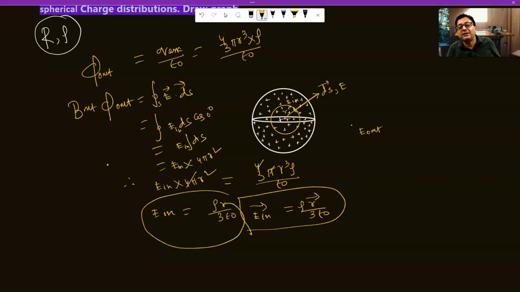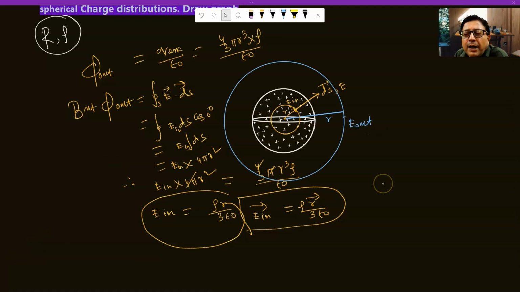But one more part is left. We have to find the electric field strength outside. This is E in, and E out we need to consider. Then to find E out, we will proceed with the same method. To find the field outside, the Gaussian surface is this one. Spherical symmetry is there. You draw the Gaussian surface whose radius is bigger, and the sphere given remains smaller. So phi out will be what? E out into the surface area, that is 4 pi r square.